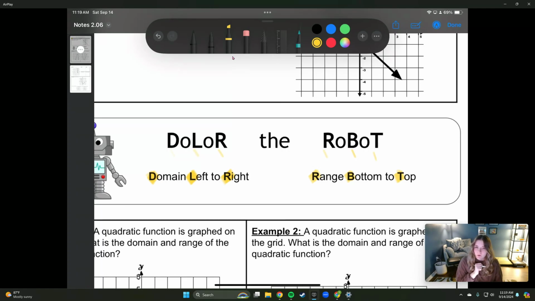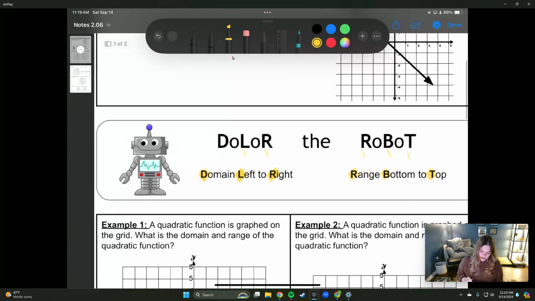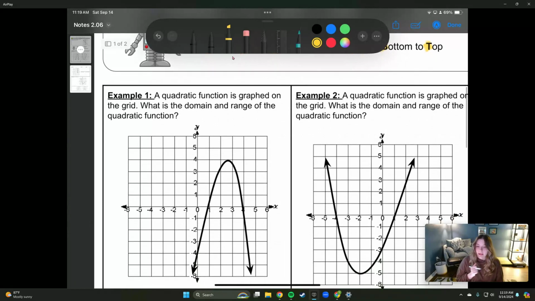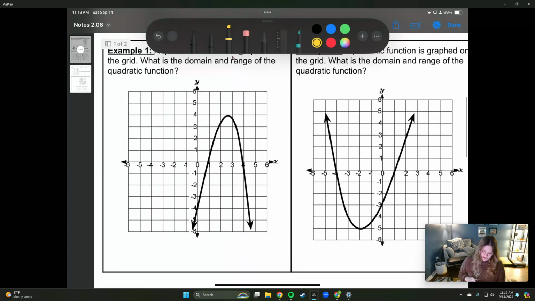Okay? Now, on notes 2.06, we're actually going to be talking about finding the domain and range for a quadratic function. We haven't really looked at this, but I'm telling you, you're going to love it. I think it's easy peasy, lemon squeezy. So, a quadratic function is graphed on the grid. What is the domain and range of the function? Well, take a look at this graph right here.